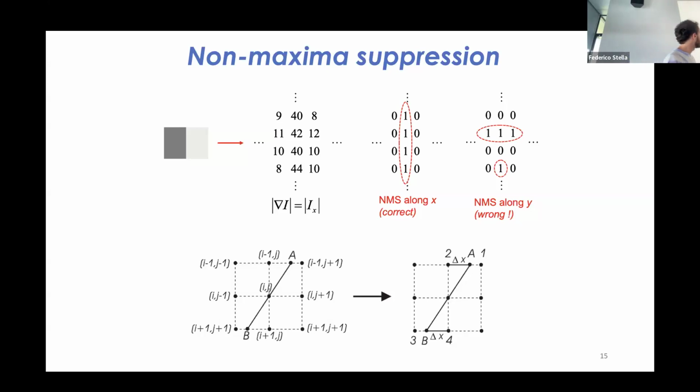So that's the direction we use. This is the direction of the predicted edge. The gradient is going to be perpendicular to it. And we perform non-maximum suppression along it. The intersection of this direction with the grid gives us these positions, for which we compute the derivatives as a linear interpolation of the nearby pixels.